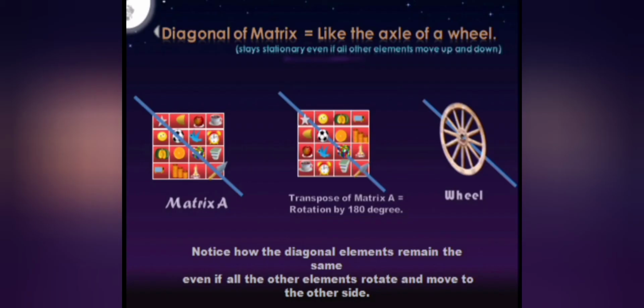What if you are told that the diagonal of a matrix is the axis around which things rotate, and that the transpose of a matrix is the entire matrix or the object that it represents rotated by 180 degrees about the diagonal as an axis, and that the transpose of the transpose of a matrix will be the entire matrix rotated by 360 degrees.